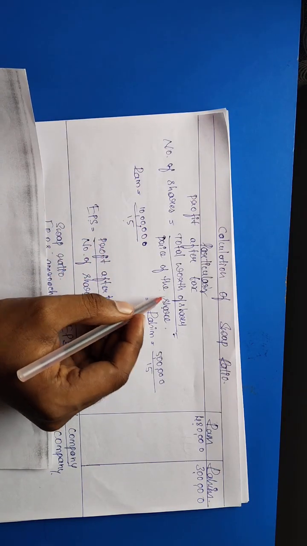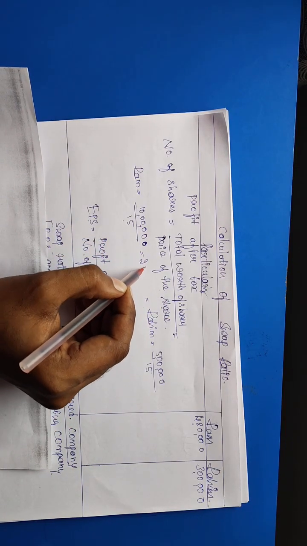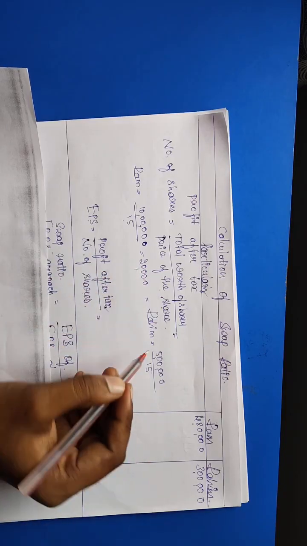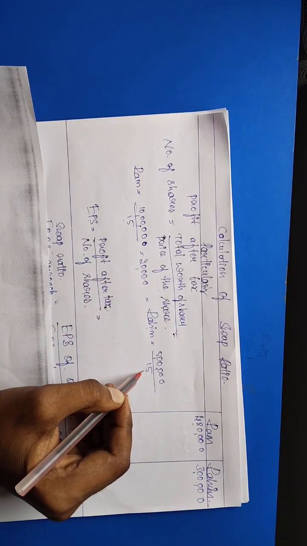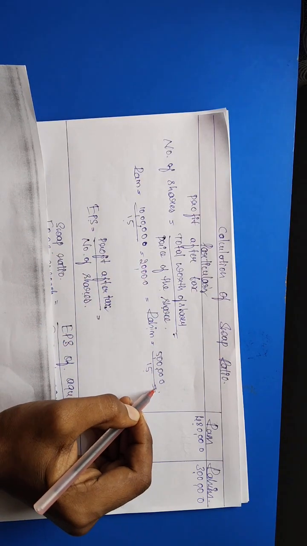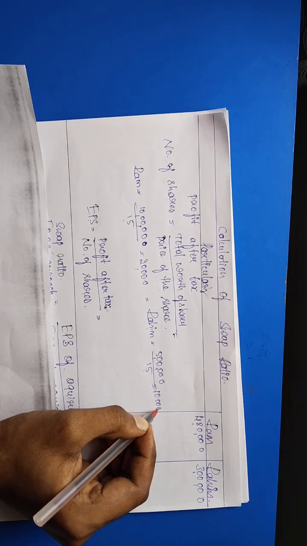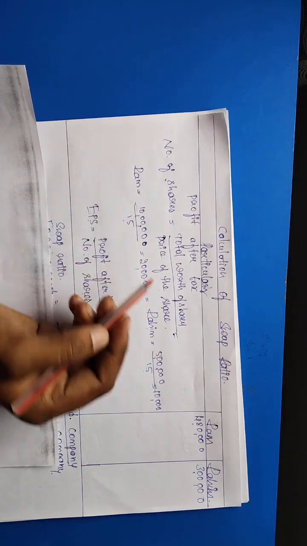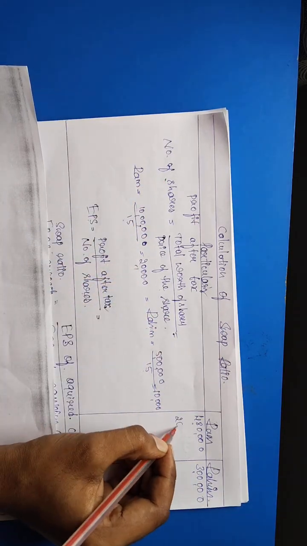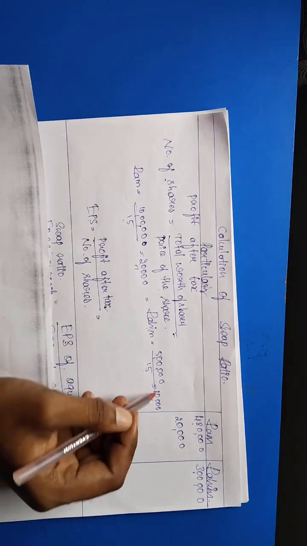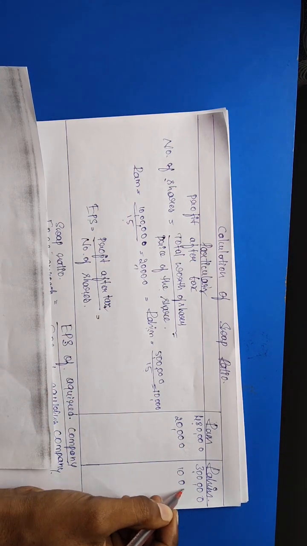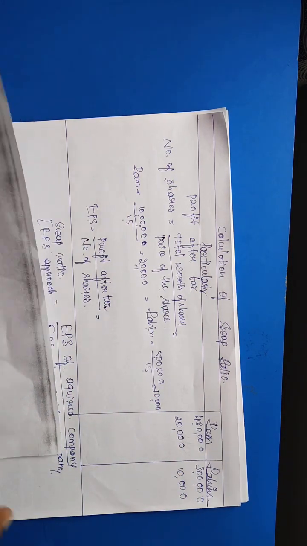So we will get 20,000. And then for Rahim, 5 lakh divided by 15, we will get 10,000. So here we got the number of shares. That is, Ram has 20,000 and Rahim has 10,000. Clear? So now let's move to the next step.